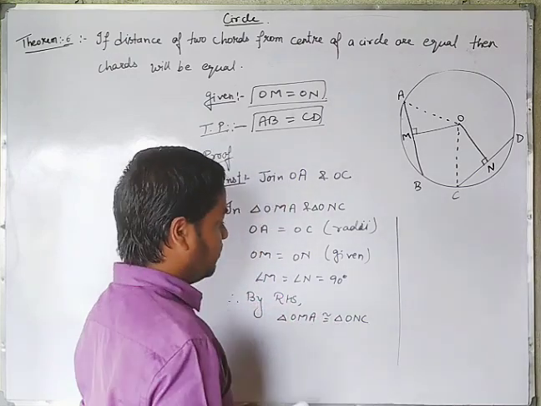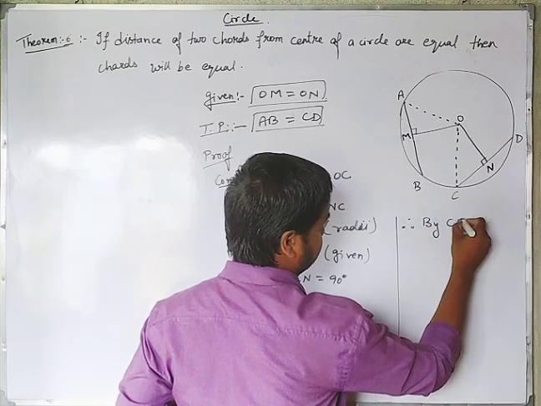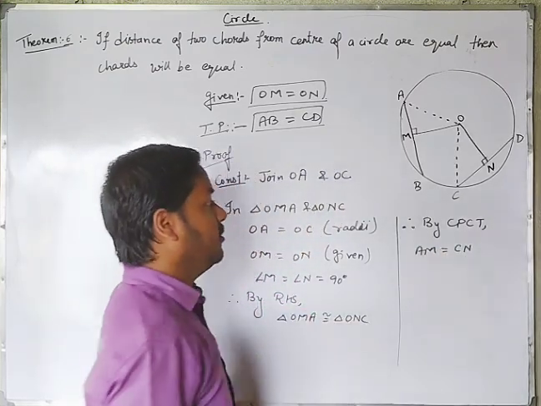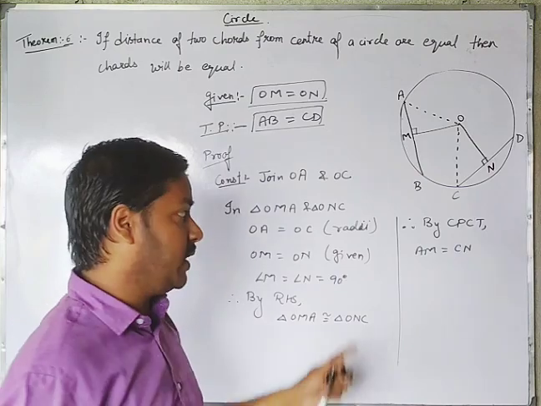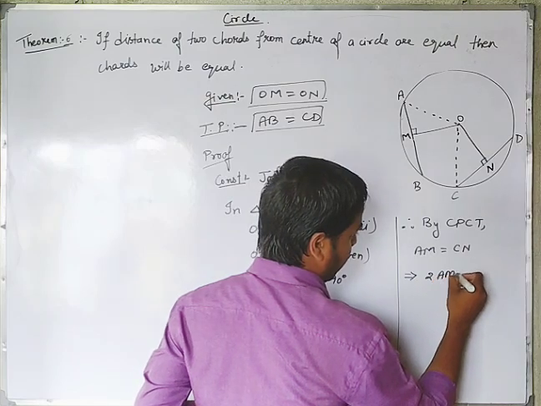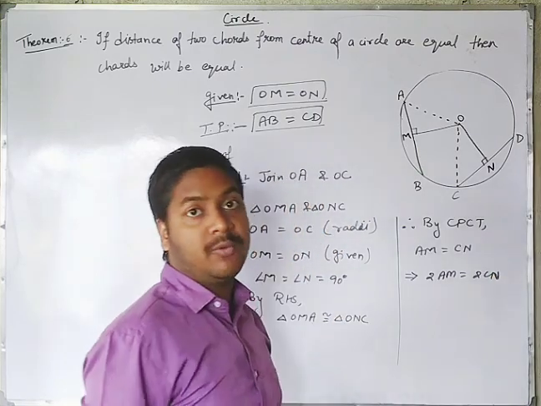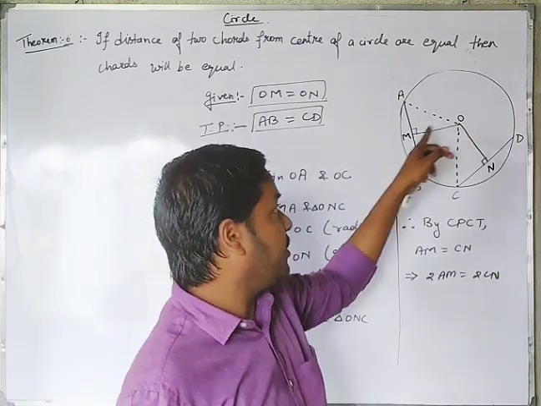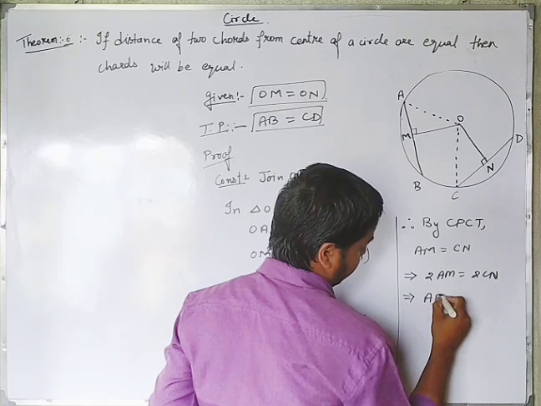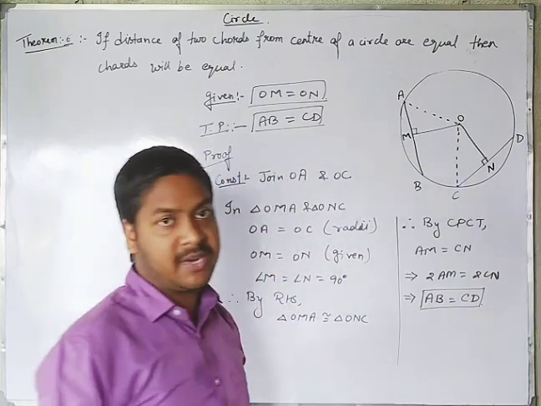Therefore, what can we write? By CPCT, AM equal to CN. But we need to prove AB equal to CD. So what we will do is multiply both sides by 2. This implies 2AM equal to 2CN. And according to the theorem we learned, a perpendicular from the center bisects the chord. It means 2AM will be equal to AB and 2CN will be equal to CD. And hence our theorem is proved.